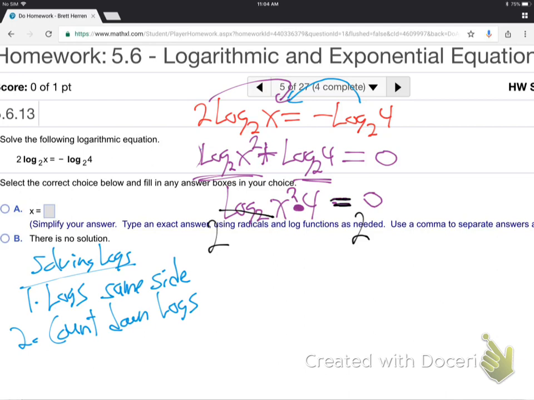All right, that's my equal sign. So these are gone. And what does that give me? X squared times 4 is 2 to the 0. What's anything to the 0 power? 1. So I'm out of the woods.